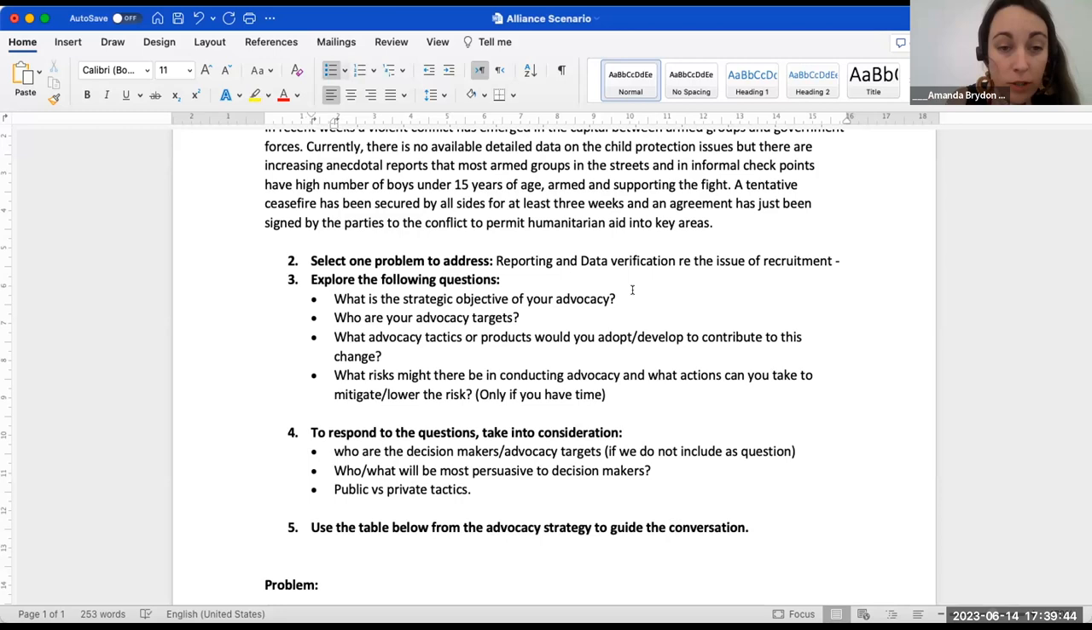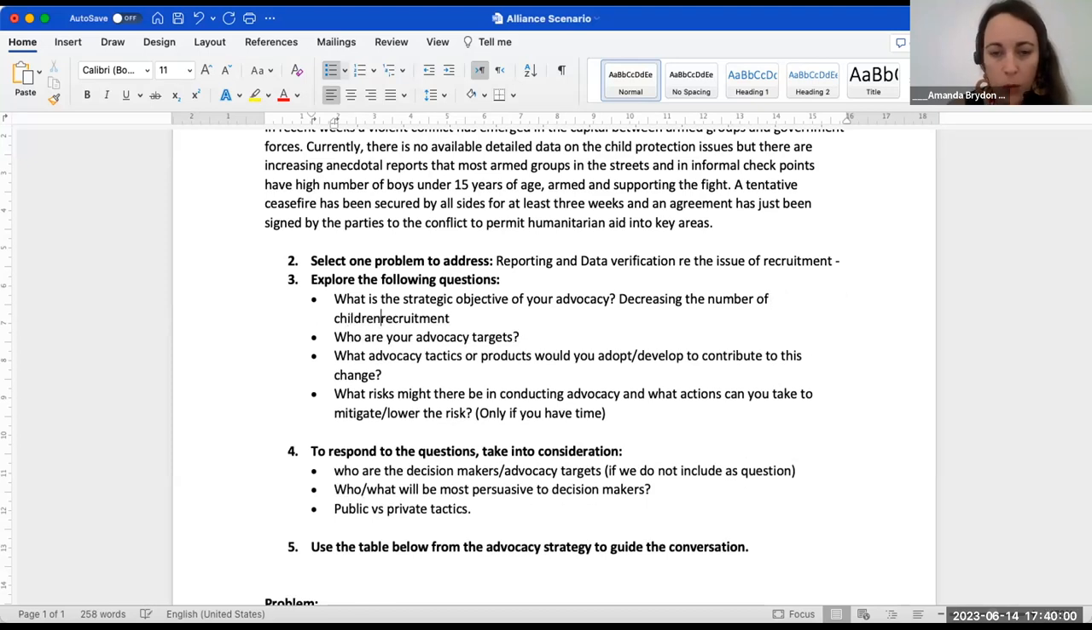Yeah, definitely. And that's a really good point about the demographics as well. Sounds like we're honing in on that strategic objective, decreasing the number of children being recruited and used, and that risk that's coming through. I have to be creative because we haven't given you a lot of information in this scenario, but in terms of working through advocacy targets and how we might go about doing this, it would be great to hear from people. But first, Erica, please come in.